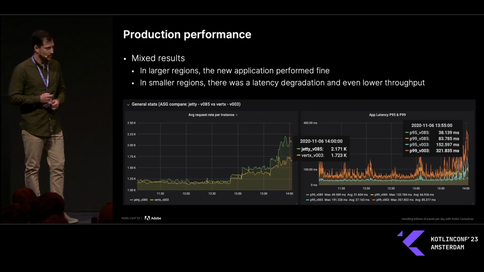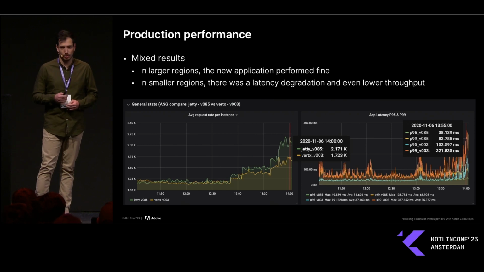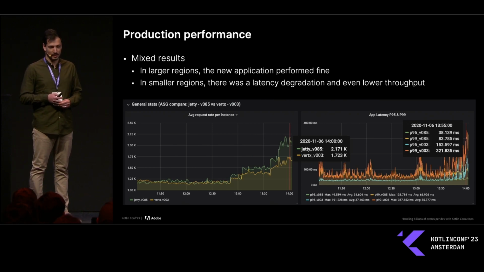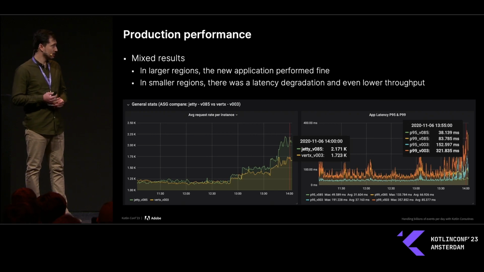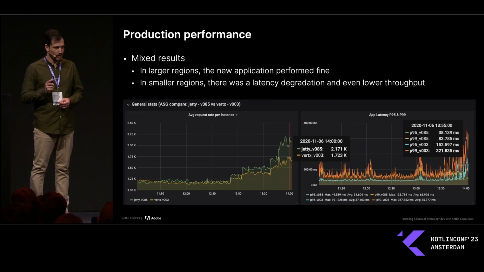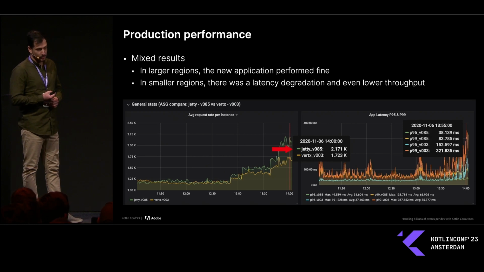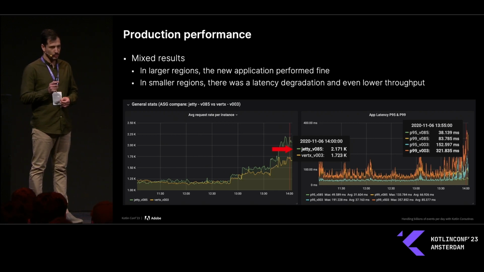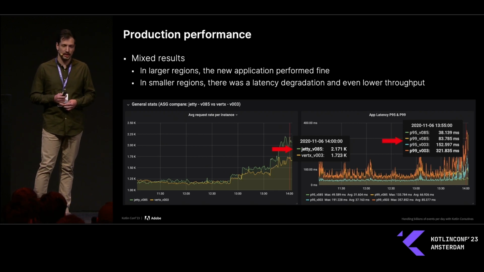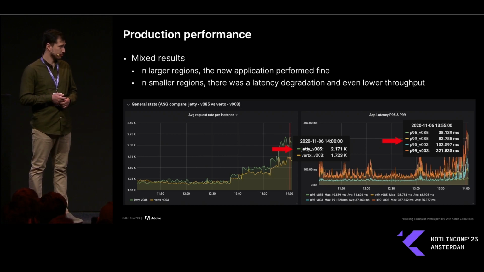And now we hit production, and although in our synthetic performance evaluations it performed well, in production and in certain regions it didn't. So it stopped at the canary phase, and we can notice that the Vert.x version was processing less traffic than the old one, and this was due to a significant increase in processing time. So we didn't meet our initial goal of increasing the throughput, we actually made it worse.